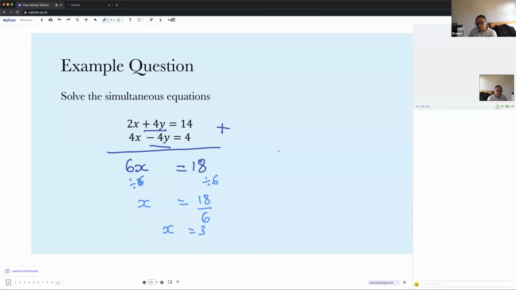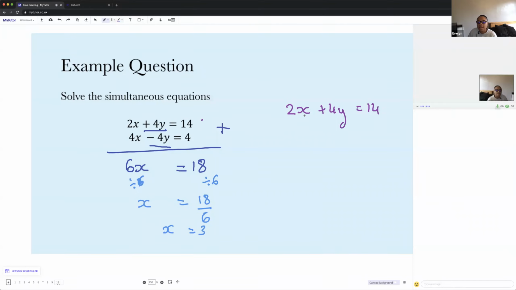You're going to take your x equals 3, you're going to substitute it back into one of the two equations. It doesn't matter which one you substitute it back into, but we're going to substitute in x, and then we're going to try and figure out what y is after we substituted it. So if we take this first equation, we've got 2x plus 4y equals 14. That's just the first equation that they gave us over here.